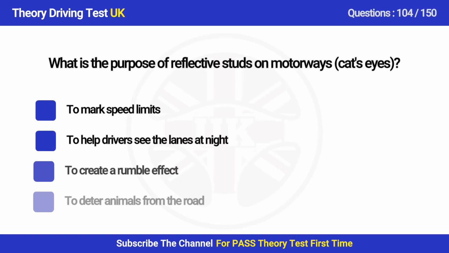Question 104. What is the purpose of reflective studs on motorways, cat's eyes? A. To mark speed limits. B. To help drivers see the lanes at night. C. To create a rumble effect. D. To deter animals from the road.